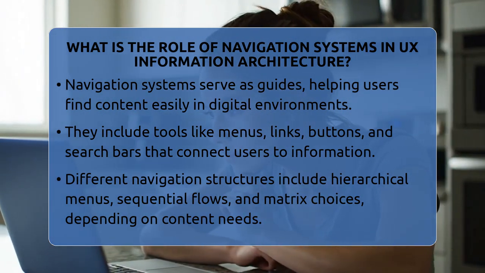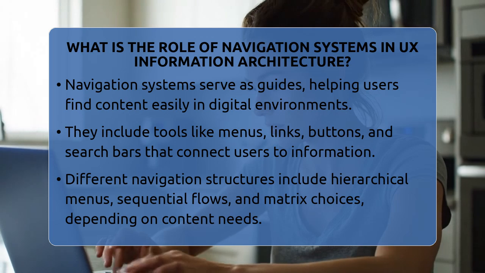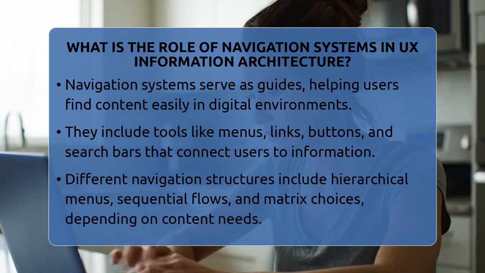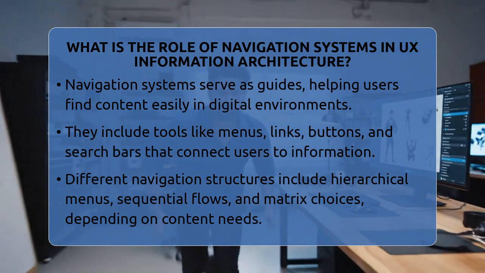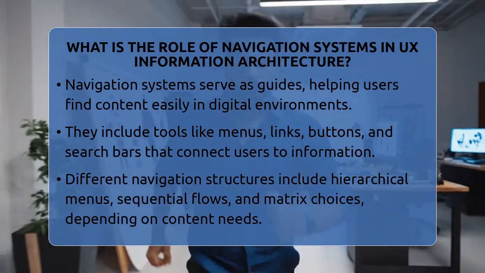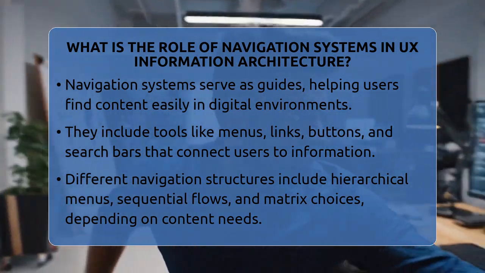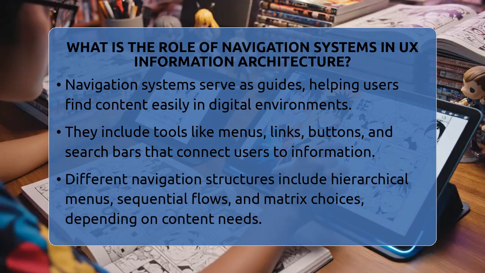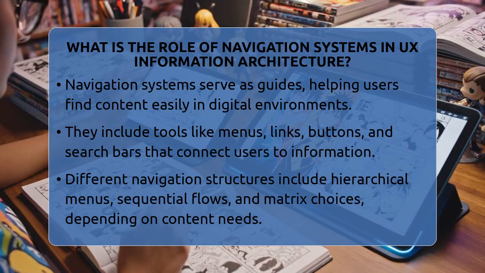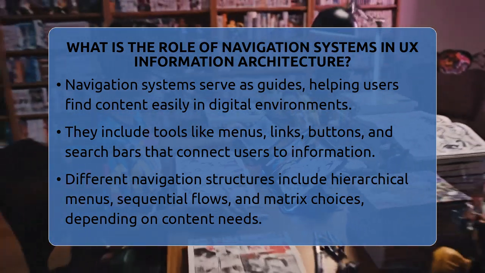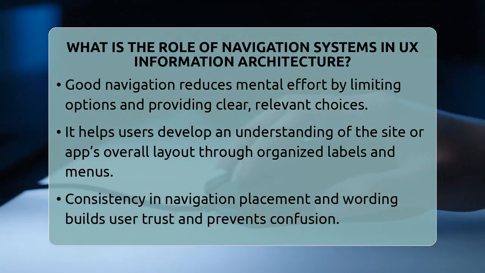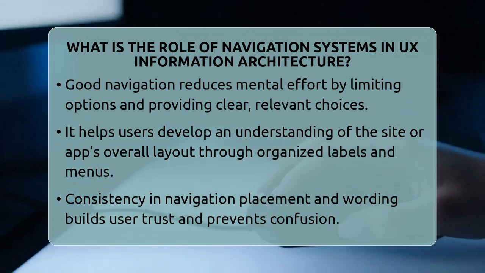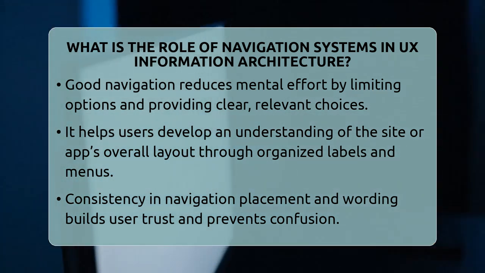Navigation structures decide how users move through a website or app. For example, hierarchical menus show categories and subcategories, making it clear where everything is. Sequential navigation guides users step by step, perfect for processes like filling out forms or shopping checkouts. Matrix navigation offers choices, letting users pick their own path based on what they want. The pattern depends on the content and what users are trying to do.